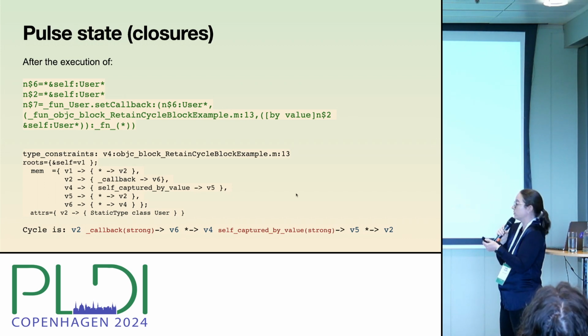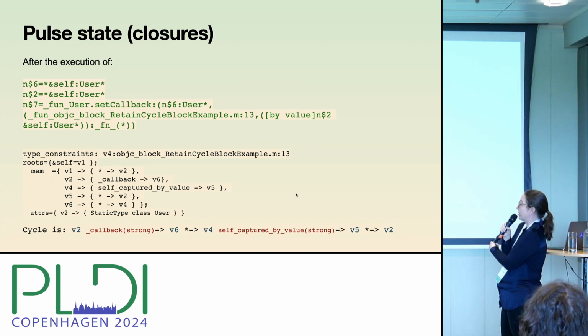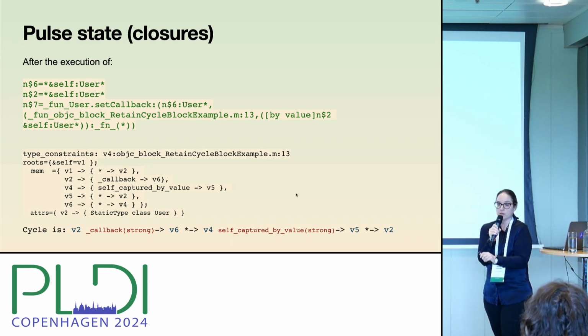And we take into account also the types so that one of them is an Objective-C class and the other one is an Objective-C block. So these are the only ones we want to track.